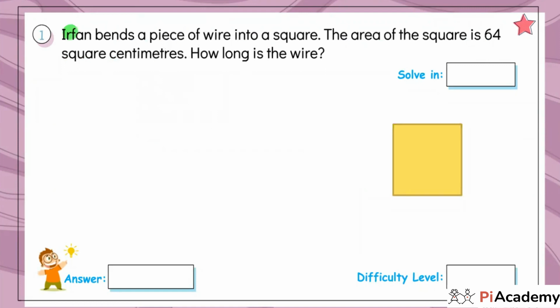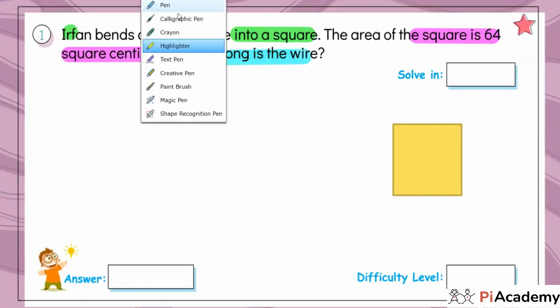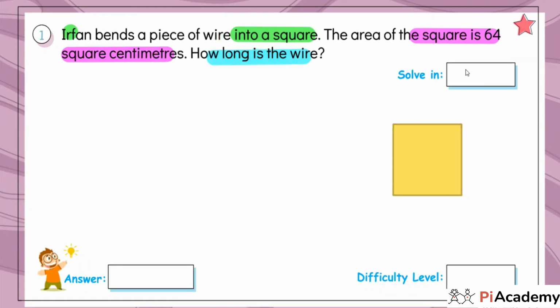Irfan bends a piece of wire into a square. So Irfan has wire and he is forming a square. Now the area of the square is 64 centimeters square. So how long is the wire? So question is about what is the length of the wire? And your time starts now. I'm giving you, okay, 1.5 minutes is enough for this question. Everyone, please start solving. Okay, time's up.